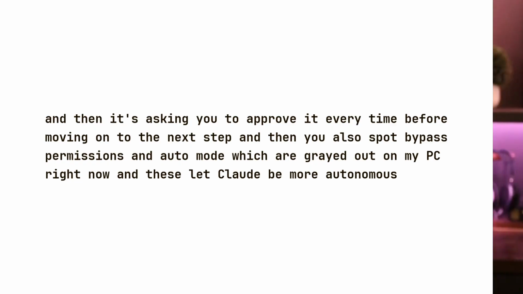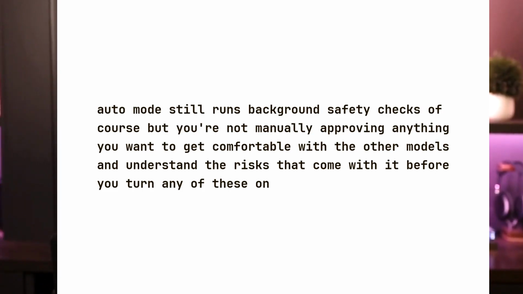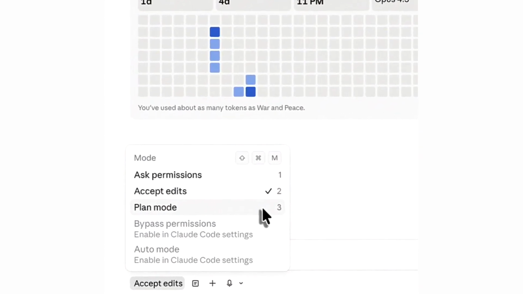And then you also spot bypass permissions and auto mode, which are grayed out on my PC right now, and these let Claude be more autonomous. Auto mode still runs background safety checks, of course, but you're not manually approving anything. You want to get comfortable with the other modes and understand the risks that come with it before you turn any of these on. And in the description, I have a link to Anthropic's safety and privacy policy. Check it out.